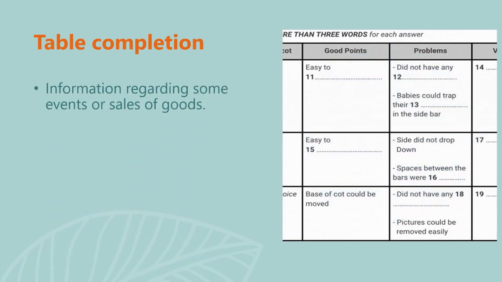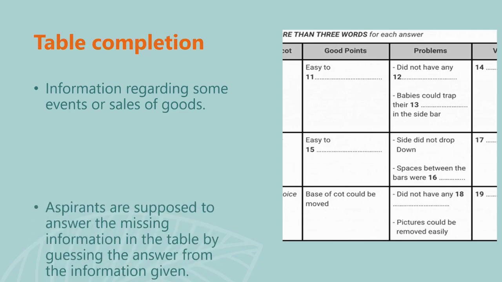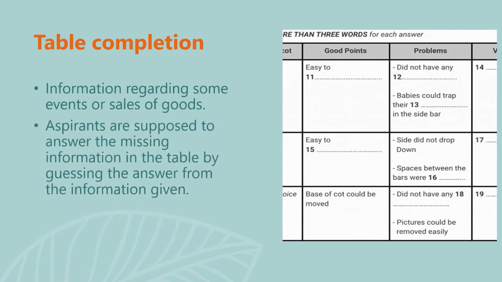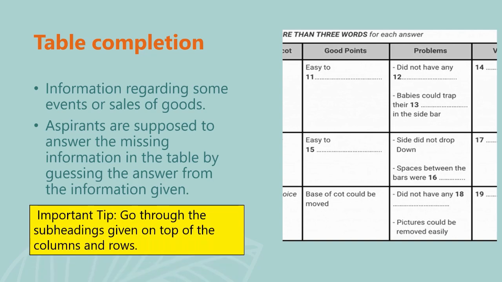Table completion. Information regarding some events or sales of goods. Aspirants are supposed to answer the missing information in the table by guessing the answer from the information given. Important tip: go through the subheadings given on top of columns and rows.